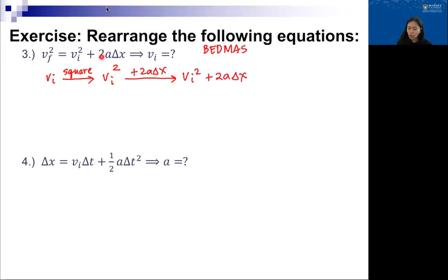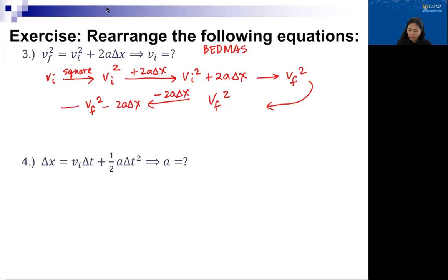So you can add the whole 2A delta x, because even if it contains three variables, you can think of it as a single number that's added to VI squared. And you can see now you've built your equation up. VI squared plus 2A delta x is equal to VF squared. Okay, and then you go back and undo the operations. Starting from VF squared, the last thing you did was to add 2A delta x. So you subtract 2A delta x from VF squared. You have VF squared minus 2A delta x.